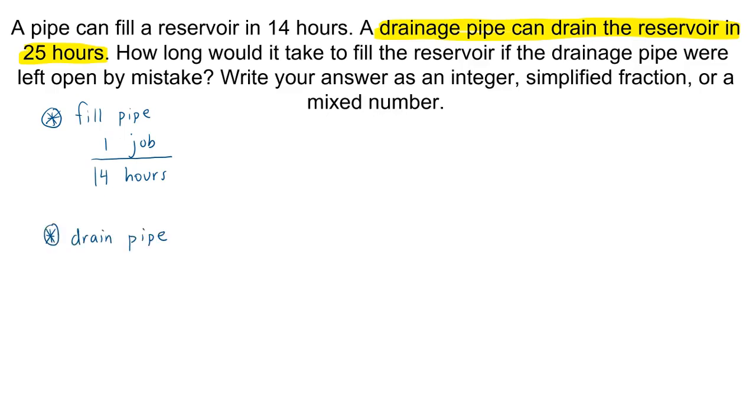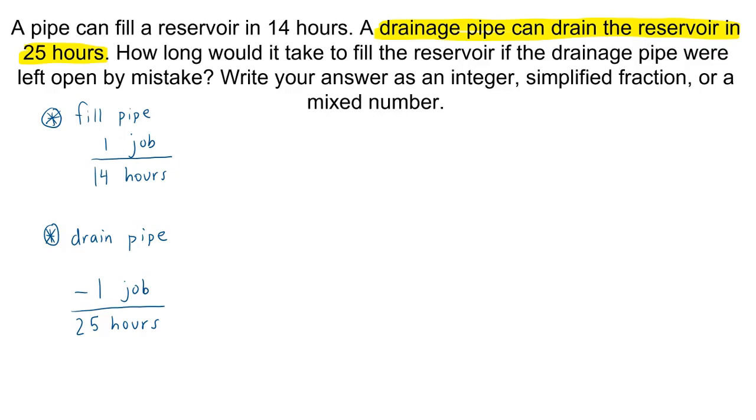Well, the drain pipe is not working with the fill pipe, it's working against it. If the fill pipe is completing the job of filling the reservoir in 14 hours, but the drain pipe is draining the reservoir in 25 hours, we would have to represent the work done by the drain pipe as a negative value because it's working against the fill pipe, not with it. Since the drain pipe is taking away from the work done by the fill pipe, we would say the amount of work done by the drain pipe is minus one job every 25 hours.